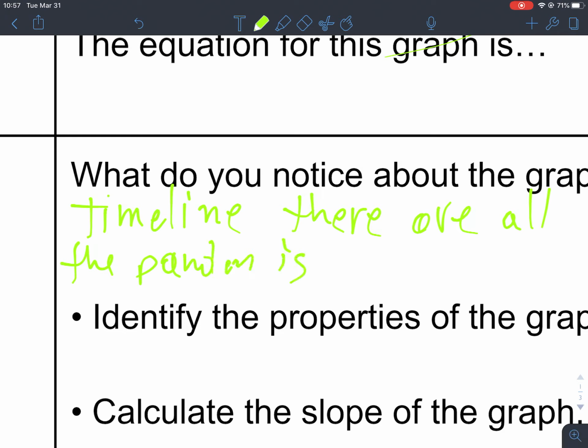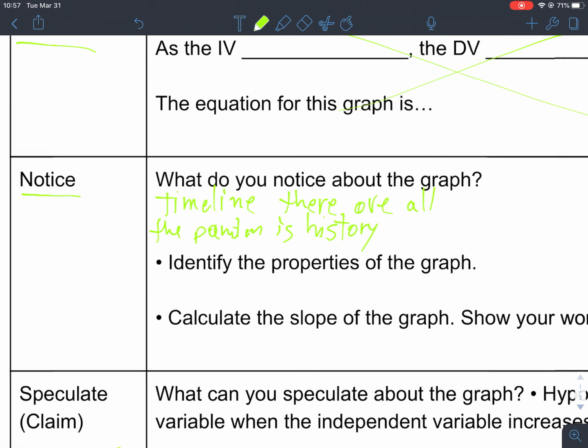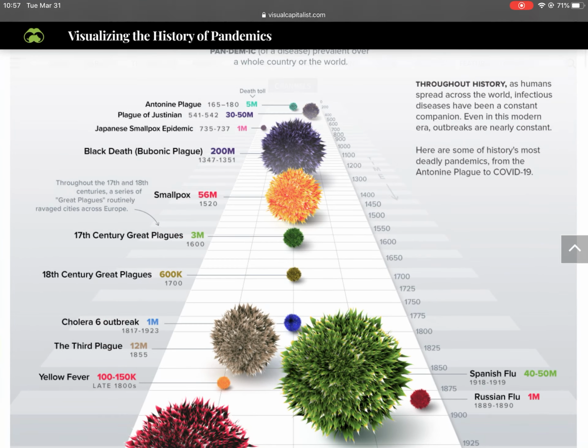Pandemics in history. You can actually explain a little more. I'm just going really quickly. What else do I notice? I notice that it starts in the year 165 and it goes all the way to the present, right? And all the pandemics. Now, identify the properties of the graph. Okay, what properties? It tells us the number of people dead. It tells me the year and the name of the pandemic or the disease and how many people die.